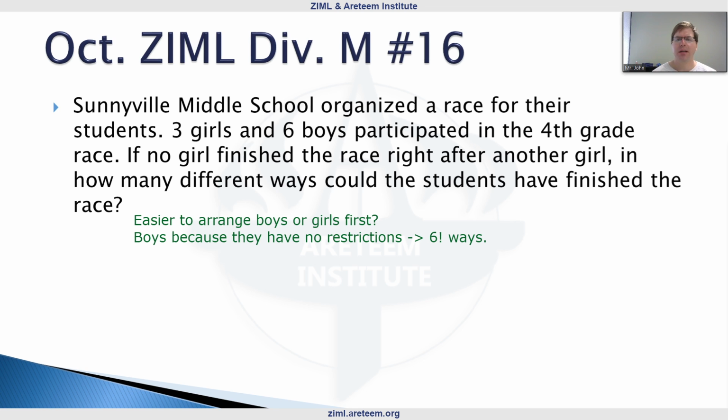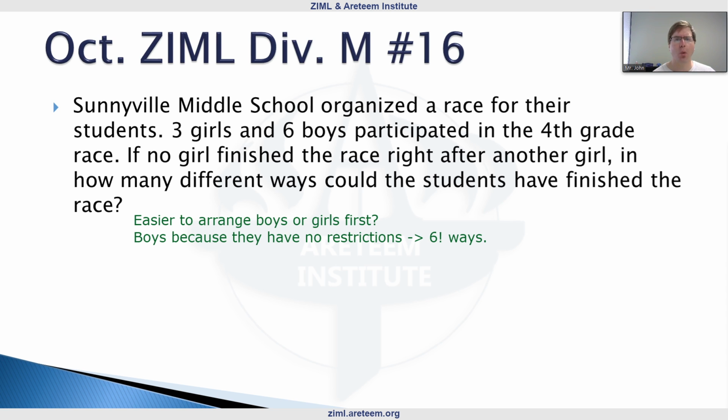But in this case, we can say the boys have no restrictions. There are 6 factorial ways to arrange them. Now, remember I said we had to make some assumptions? What are we assuming here about the people? The people are all different. So they're all different boys in this case.